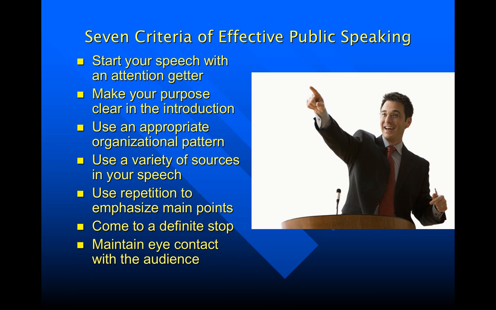Also beware of those one or two friendly audience members that are giving you effective listening. Those people sometimes draw you in and you look at one person too long and just stay looking at them. If that happens, then you lose the other members of the audience. So be sure as you give your presentation that you're maintaining your eye contact with your entire audience. Okay, that's the seven criteria of effective public speaking.